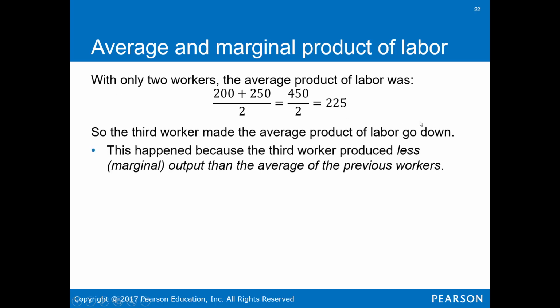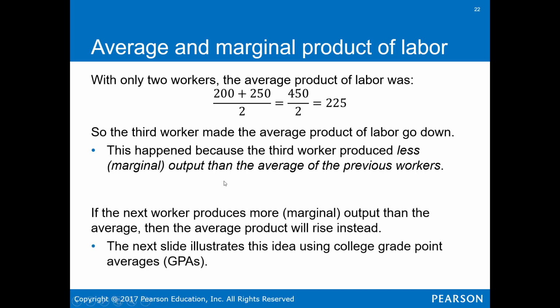With only 2 workers, the average product of labor was 225. So the third worker makes the average product of labor go down. This happened because the third worker is less productive, or has less marginal output, than the previous workers. If the next worker produces more marginal output than the average, then the average product will rise instead.